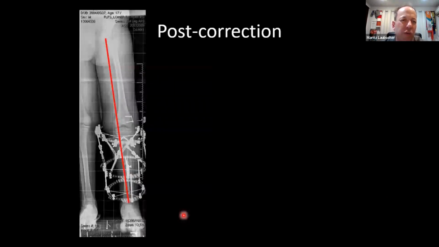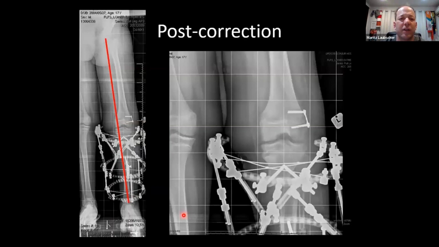These are the x-rays at the end of correction. You can still see a little bit of residual varus because we've only corrected the tibia to normal. There's still a deformity in the femur, and we hope that that will correct with the guided growth. We usually aim to make patients symmetrical, especially if they're asymptomatic. So we want to make them similar to the other side.